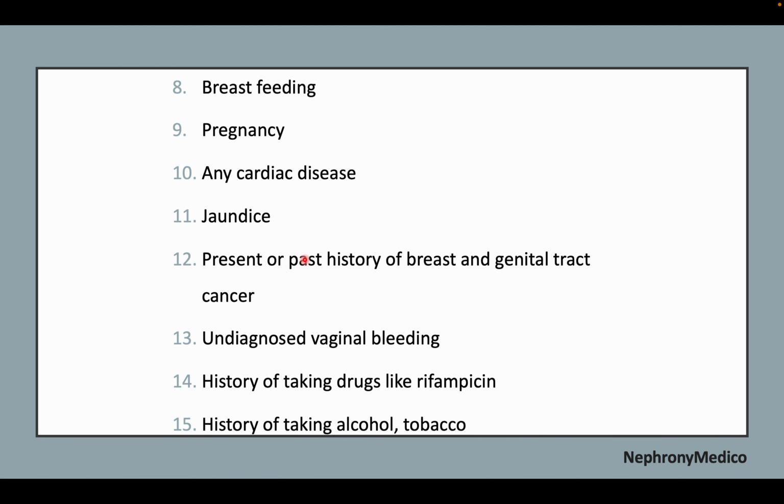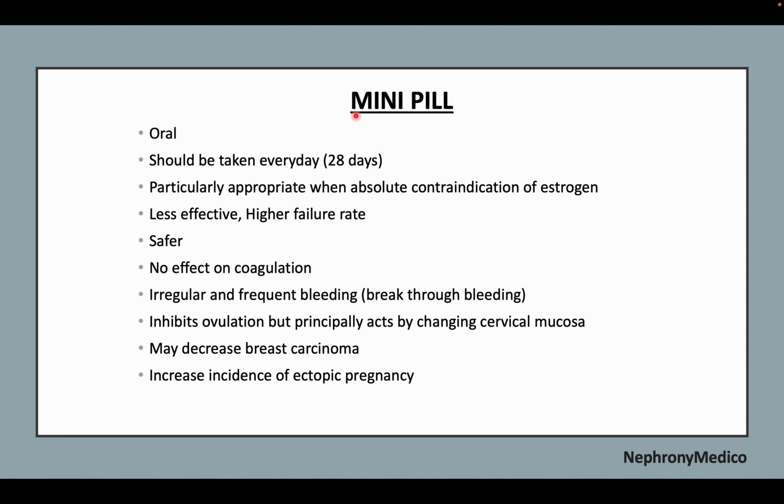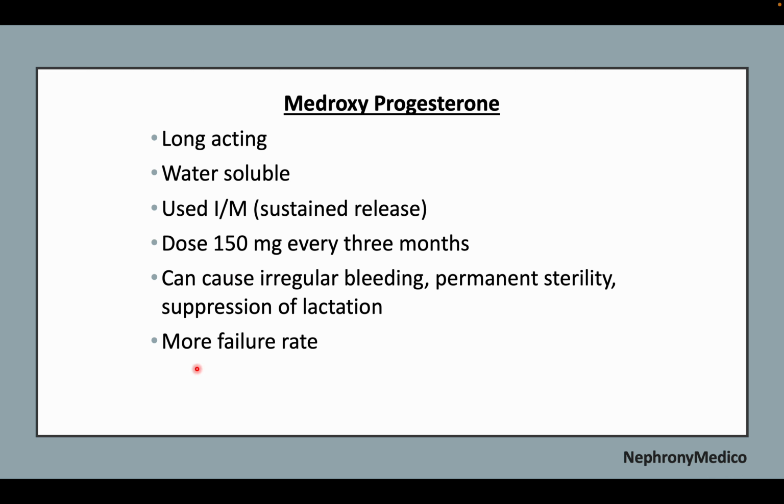Now, progestin only contraceptives: the oral mini pill and parenteral medroxyprogesterone and levonorgestrel. The mini pill is oral and should be taken every day. There is no effect on coagulation, it may decrease breast carcinoma, and it increases the incidence of ectopic pregnancy. Medroxyprogesterone is long-acting and water-soluble. There is a higher failure rate, and it causes irregular bleeding, permanent sterility, and suppression of lactation.